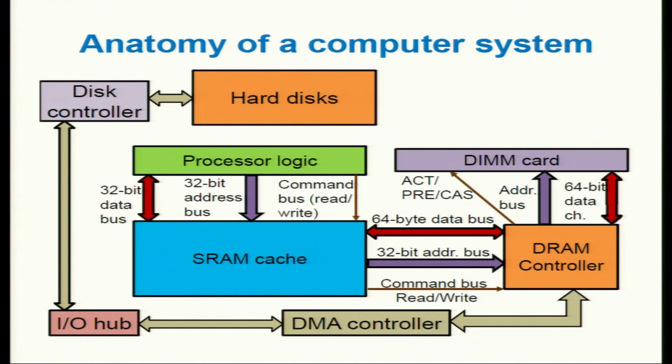You have a 32-bit address bus, and you have a command bus which asks the DRAM controller to do a read or write from DRAM. And the DRAM controller now translates this to a language that the DIMM cards actually understand. What is this DIMM card? This stands for dual in-line memory module. So that's the name of the cards. There are reasons for calling it DIMM. I'll not get to that.